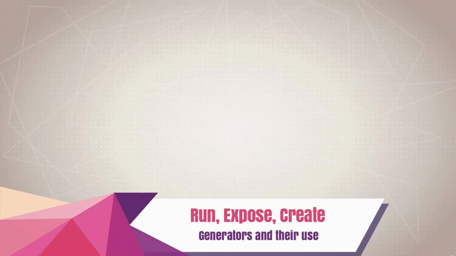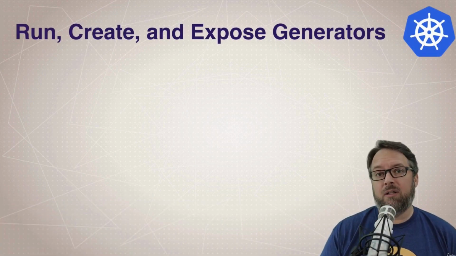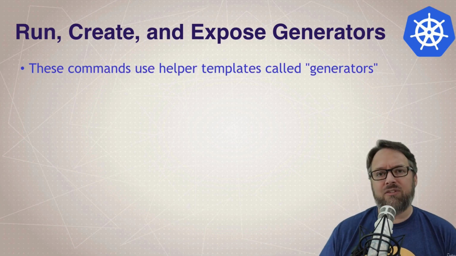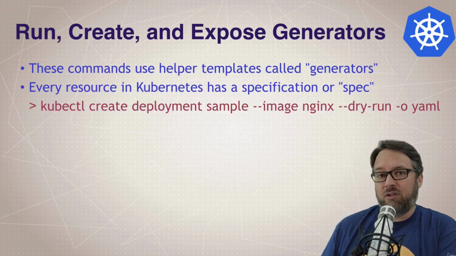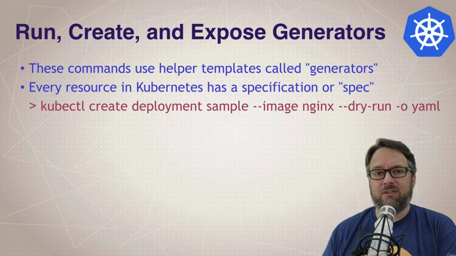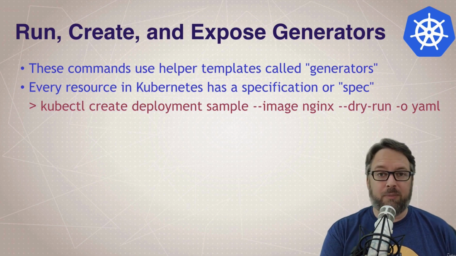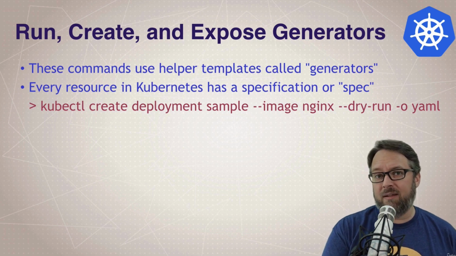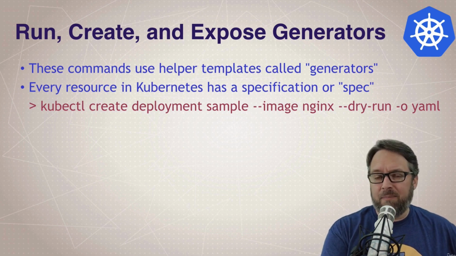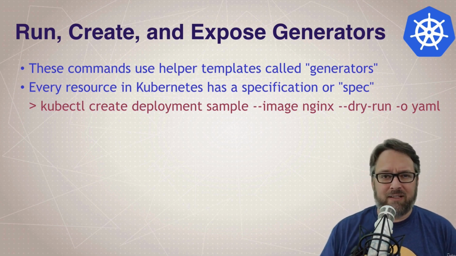Some of the commands you've been using so far have a little bit of automation behind them known as generators. And generators you can think of like templates. They essentially create the spec, or the specification, to apply to the Kubernetes cluster based on your command line options. So when you think of commands like run and expose and create, they often will have generators behind them that give the template necessary with all the fields and the defaults that you're not necessarily specifying at the command line.